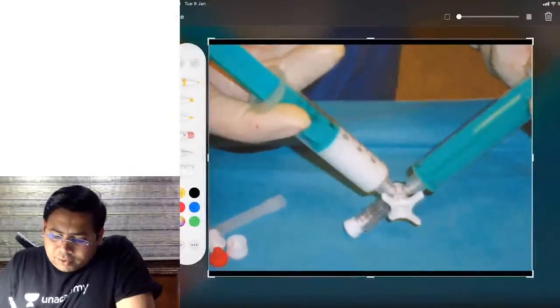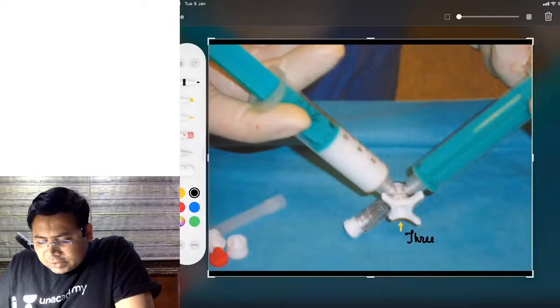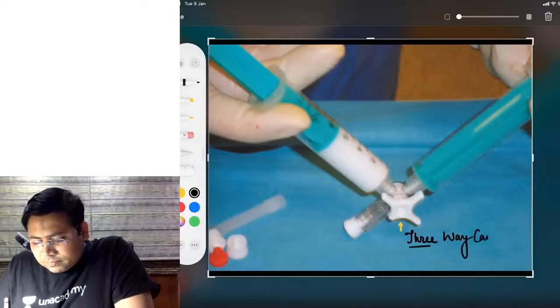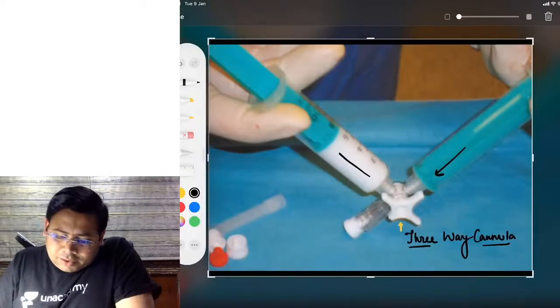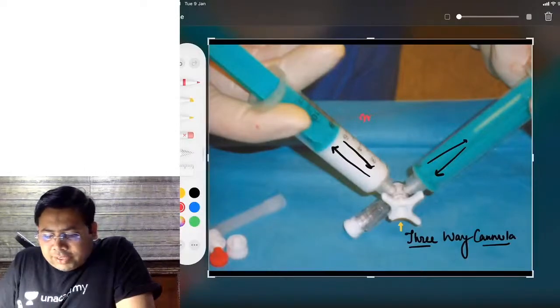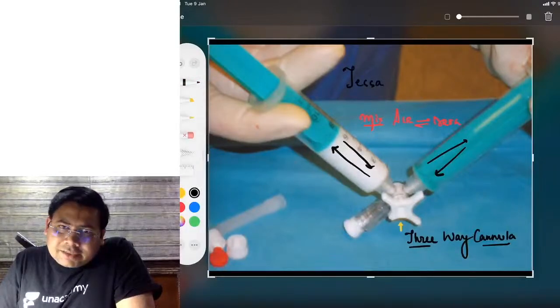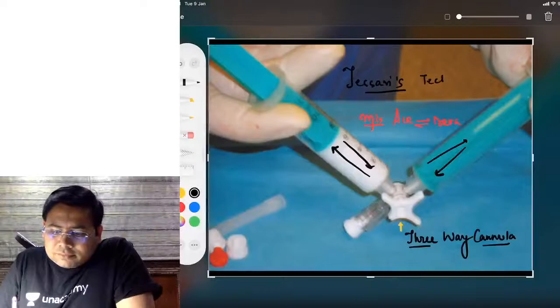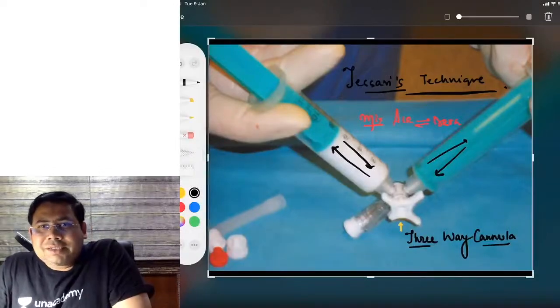But see, what is this? Can you see? This is one syringe. This is a three-way cannula. When you press this plunger, this plunger is going to get dilated. When you press this one, this is going to get dilated. So what are you doing? The intention is to mix the air with the drug. And this technique is what is known as Tessari's technique. You're getting this? This is what is known as Tessari's technique.